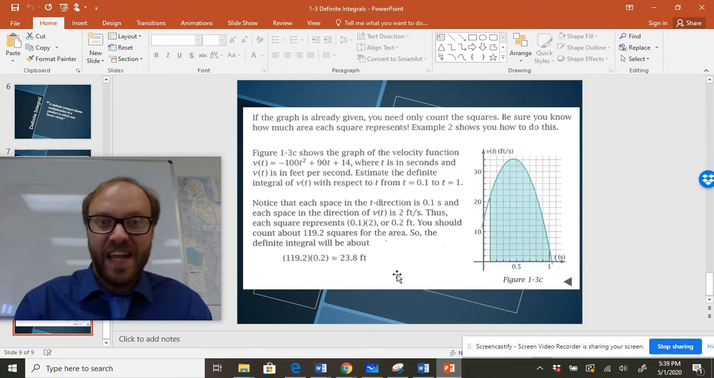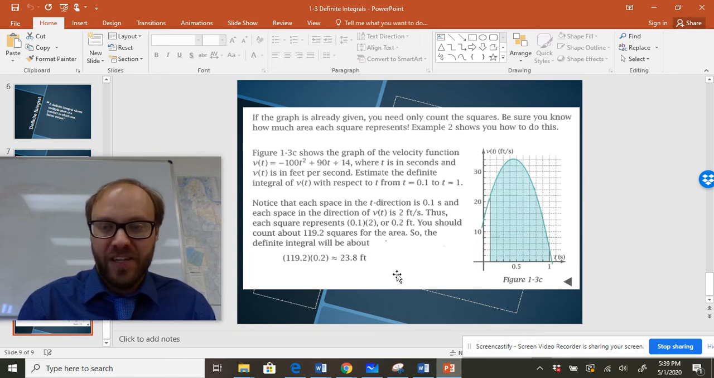Remember, when you're finding definite integrals, you're multiplying your units together. And that is something that I'm going to look at a little bit more carefully in another video if you're having trouble finding units. But anyway, that's the basic idea. Counting blocks, just be careful. If they're not 1 by 1s, make sure you know the areas of each block before you find your final answer.